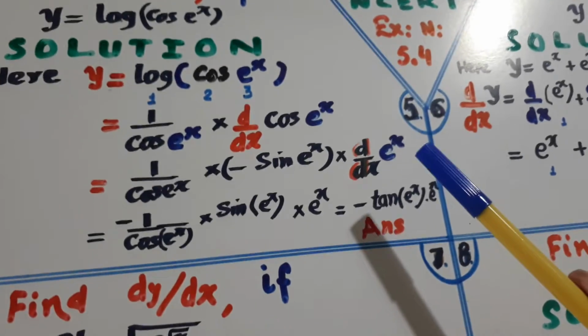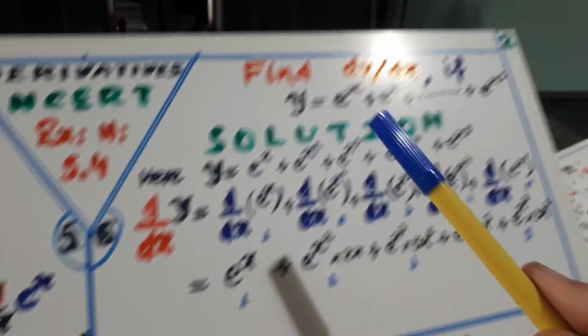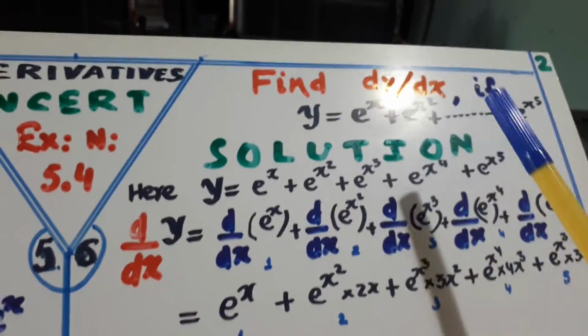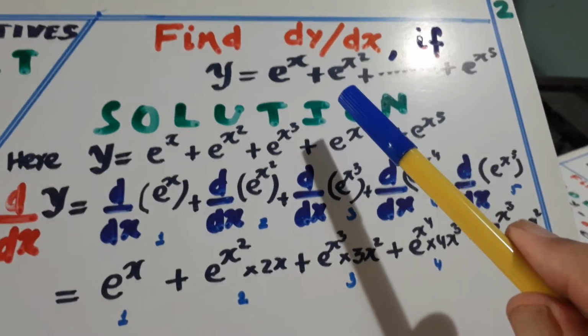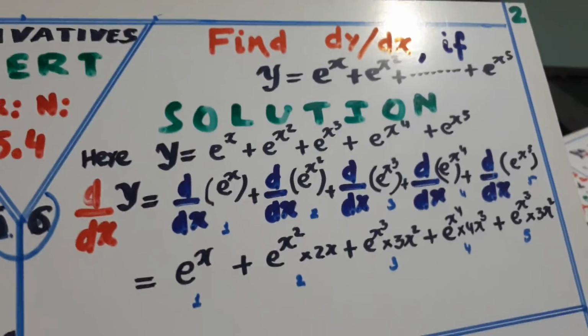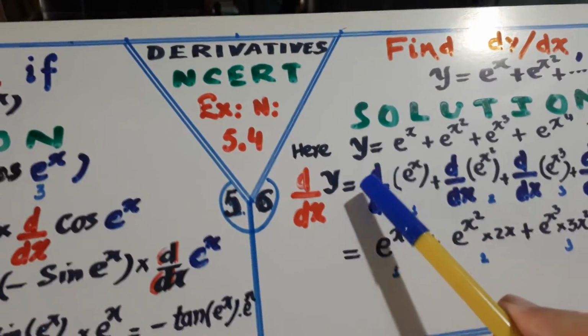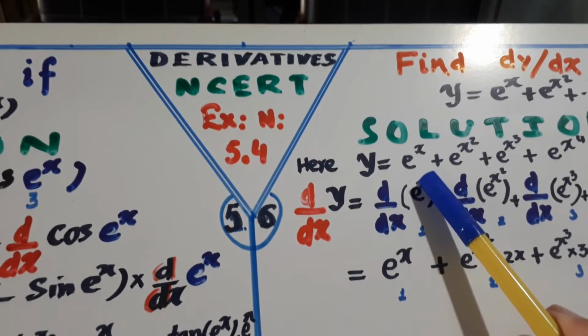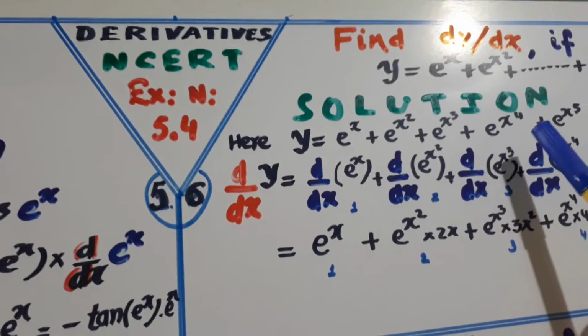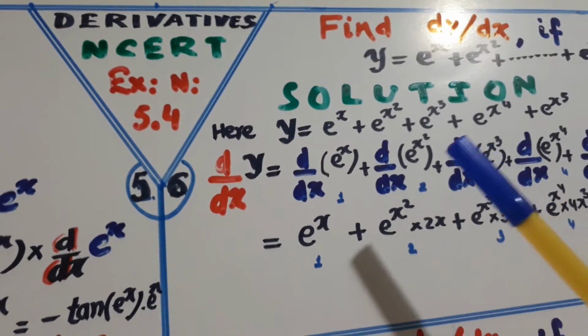This is the question number 5. Question number 6 is this. Find dy by dx. If y is equal to e raised power x plus e raised power x square and so on up to e raised power x5. We have to find its derivative. Now here y is e raised power x plus e raised power x square, e raised power x cube, e raised power x4, e raised power x5.